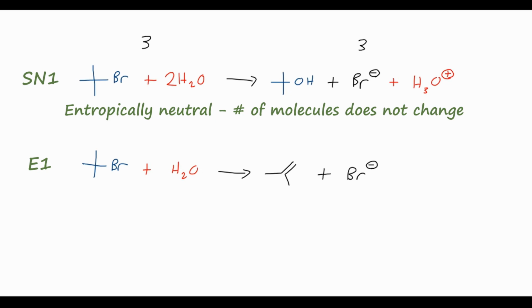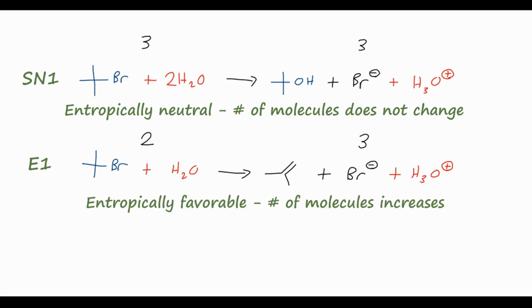So we do end up with a molecule of H3O+ on the right side. That's from the second step where we pull off the hydrogen to eliminate to the alkene. But that is our only molecule of water we need. So for the E1 mechanism, we start with 2 molecules, the t-butyl bromide and 1 molecule of water, and then we end up with 3 species. So we have the alkene, the hydronium, and the bromide leaving group. So this E1 reaction is actually entropically favorable because it increases entropy. We have more molecules, higher entropy.